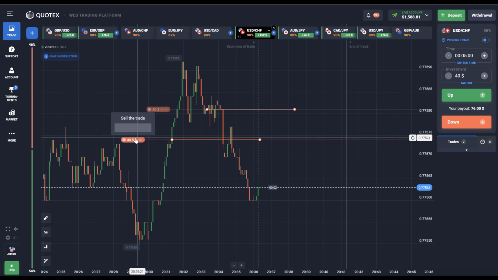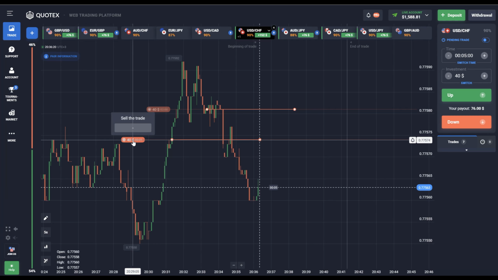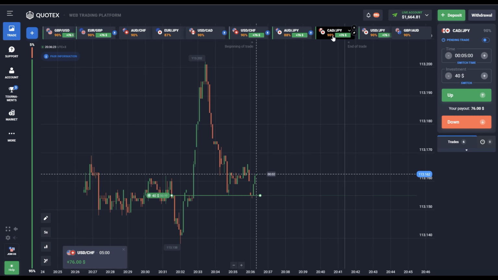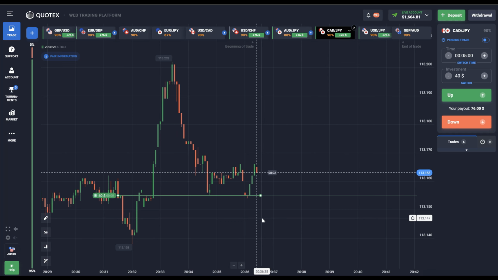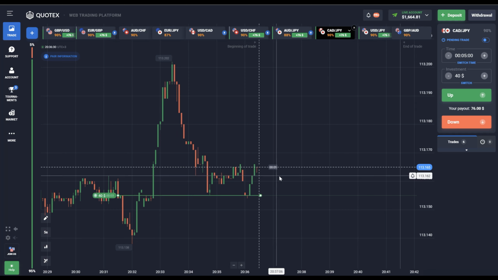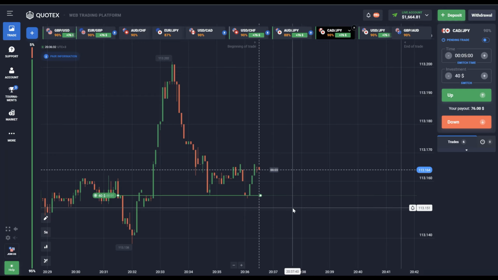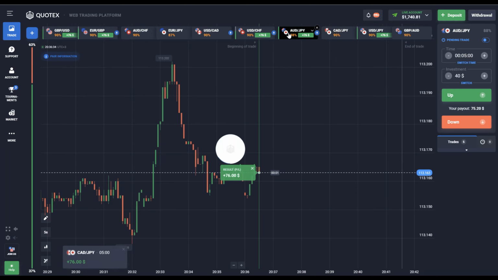US dollar Swiss franc. The first trade, the bottom one, is closing in profit. That's good. Canadian dollar Japanese yen. The price was deep within the negative territory for a few seconds, but it has finally moved back up now, and the trade closes in just 2 seconds. I am going to forget about this trade entirely.